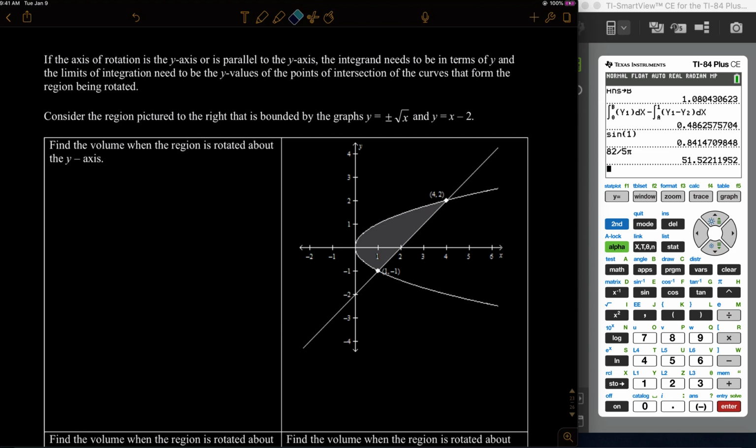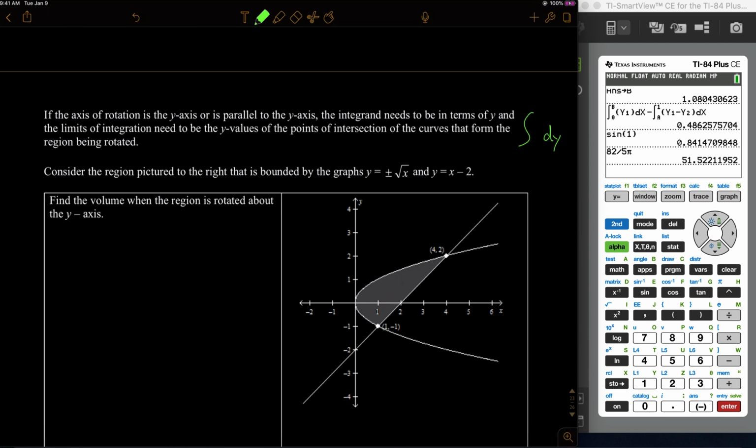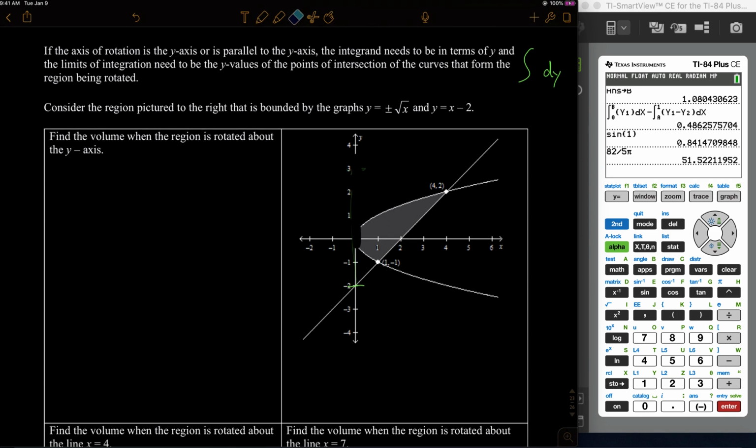If the axis of rotation is the y-axis or is parallel to the y-axis, the integrand needs to be in terms of dy. So now we're integrating with respect to y, and the limits of integration need to be the y values. So now we're integrating on the y-axis, say from -2 to 3 or something like that. So instead of going left to right, we're going from bottom to top. And then all of our curves need to be in x equals f of y format. They have to be functions of y.